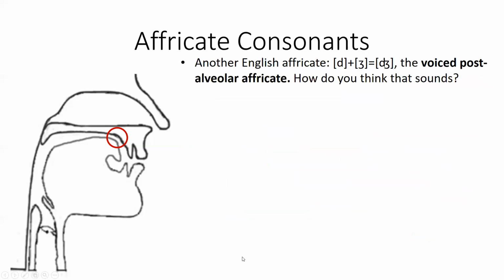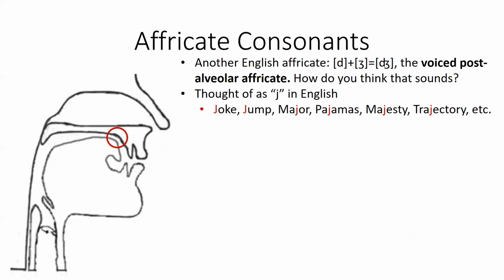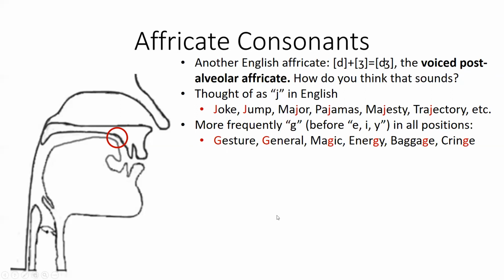Okay, finally, we've got that same articulation, but now we have a d plus a zh. That's a voiced post-alveolar affricate. You can think about how those two sound together. We usually think of this as the J in English. So that's all these words: joke, majesty, etc. But actually, if you count English words that contain a j sound, it's usually written with a G, even though it's only before E, I, and Y. So gesture, general, energy, cringe, all those have the j sound in them, the same sound.